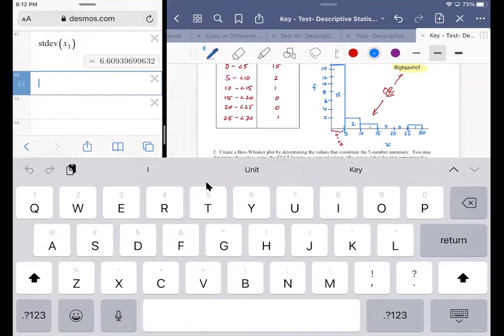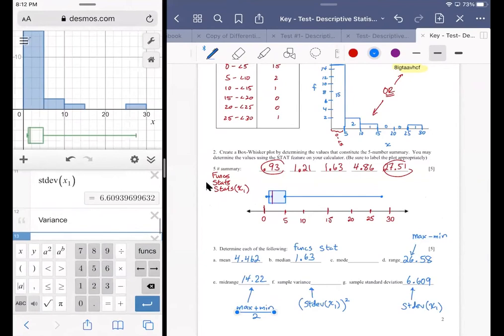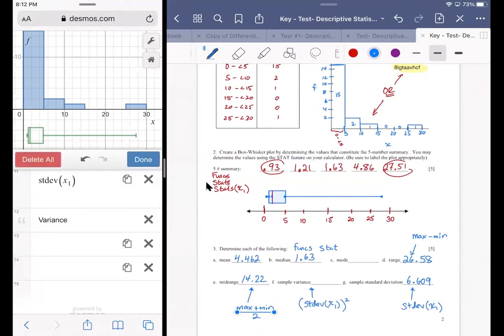I'm doing it a little out of order from the way the test is asking for, but that's just because I'm getting my variance based off of my answer for standard deviation. All right. So I type in variance here. Now, a nifty way of handling this would be to tap on this little gear icon. When you tap on the gear icon, it gives you an option to copy.